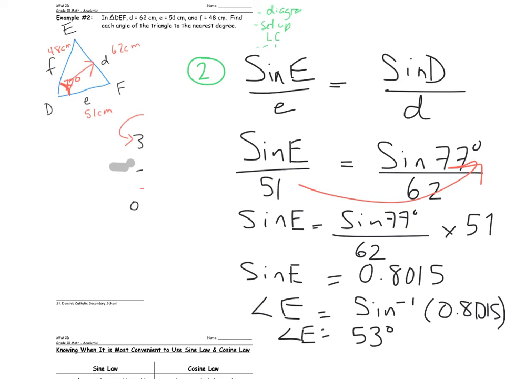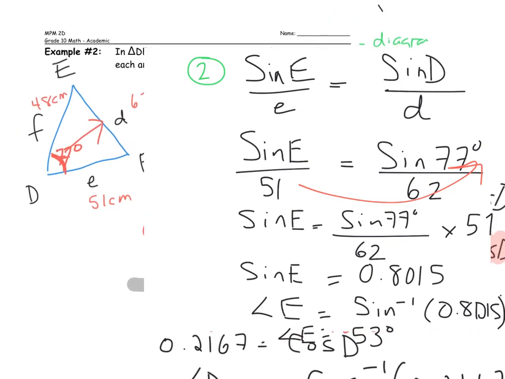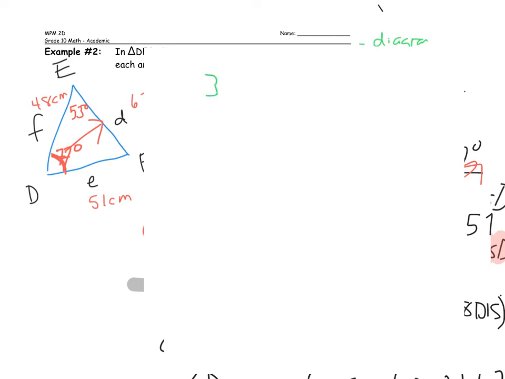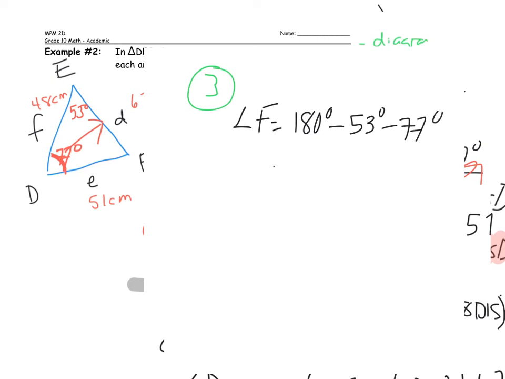Okay, so now I can go back to my diagram over here and I know now that angle E is 53 degrees. So the easiest way now to find my third angle is to go ahead and use triangle sum, because that is easy peasy, right? I know that all the angles in my triangle have to add up to 180 degrees, so I know that angle F is going to be 180 degrees minus 53 degrees and minus that first angle we found, which was angle D as 77 degrees. And working that out, I get that angle F is 50 degrees. So there I have it. I have all three angles.